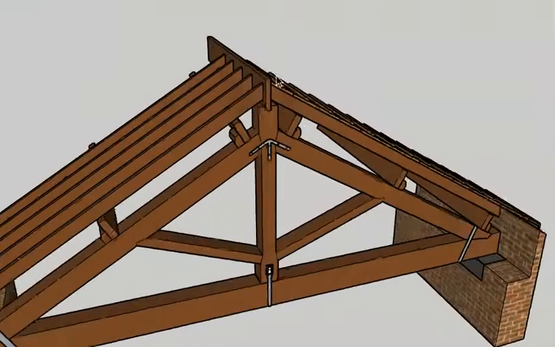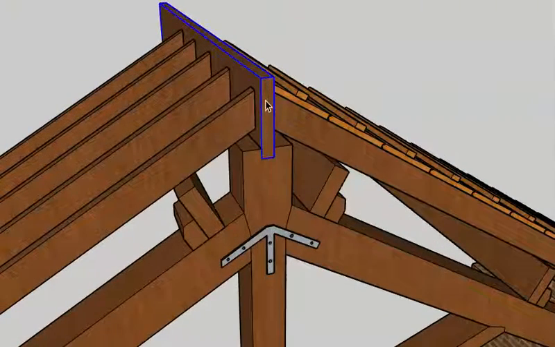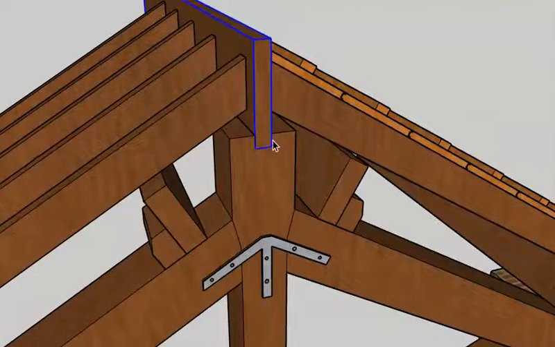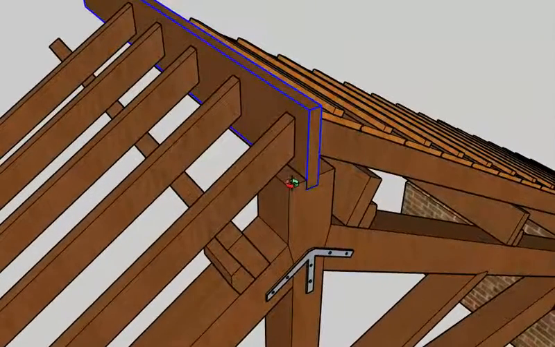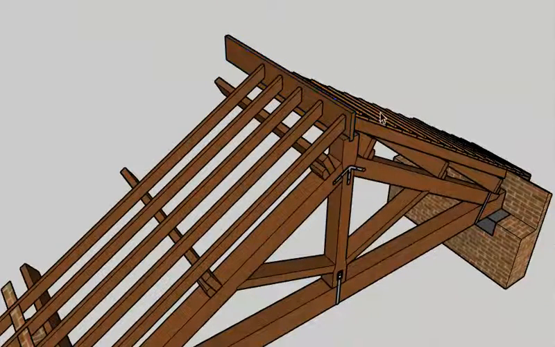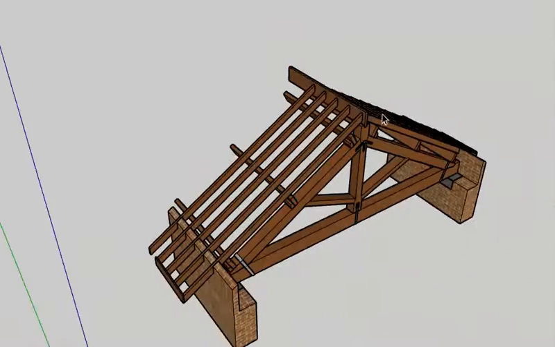Now at the top of this king post, what you will see is this member which is called the ridge piece. This ridge piece is fixed into the king post here. The function of the ridge piece is to connect all the rafters so that they do not move horizontally with respect to each other. So that is the purpose of the ridge piece.